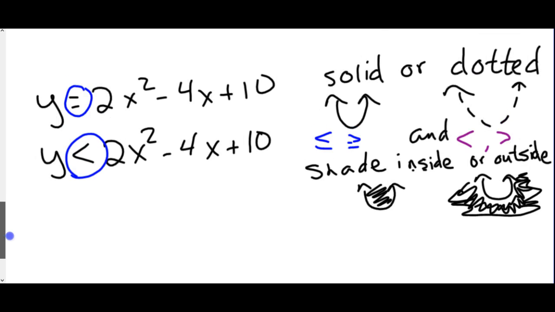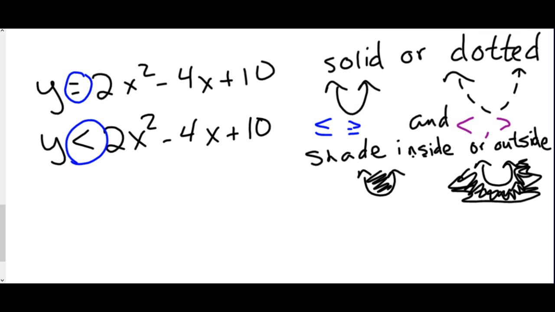Shading inside or shading outside is a different combination of symbols. Shading inside you do when... well, I guess it depends if your parabola is up or down. If your parabola is facing up, you shade inside when it's greater than or equal to. You shade outside when it's less than or equal to.